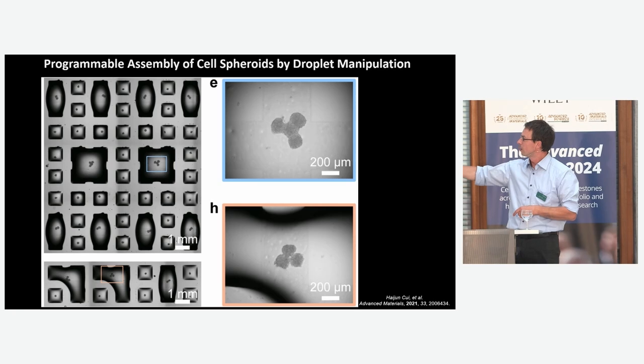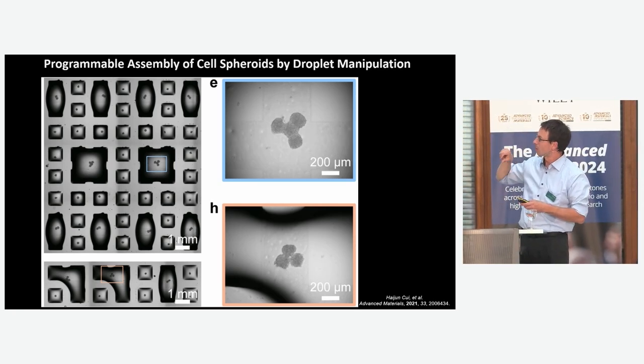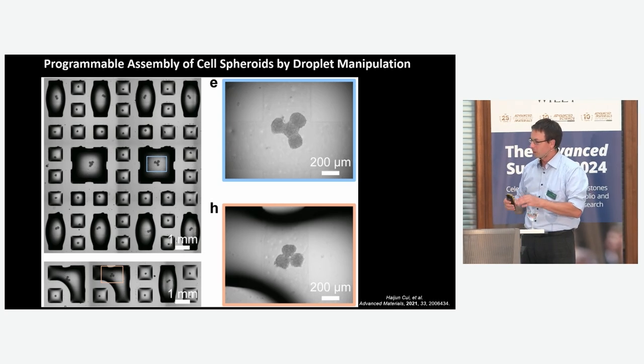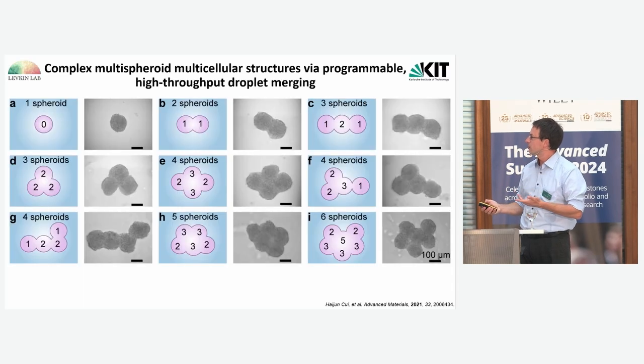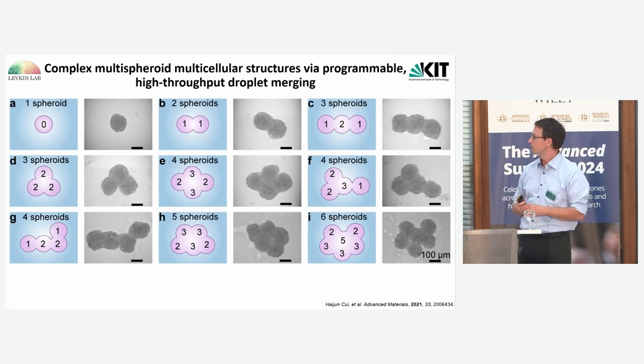And here you can see, we can merge 2 droplets or 3 droplets or 4 droplets, and this leads to three-dimensional multicellular constructs with very interesting architectures composed of multiple spheroids. And all of this is done in an automated and high throughput way.